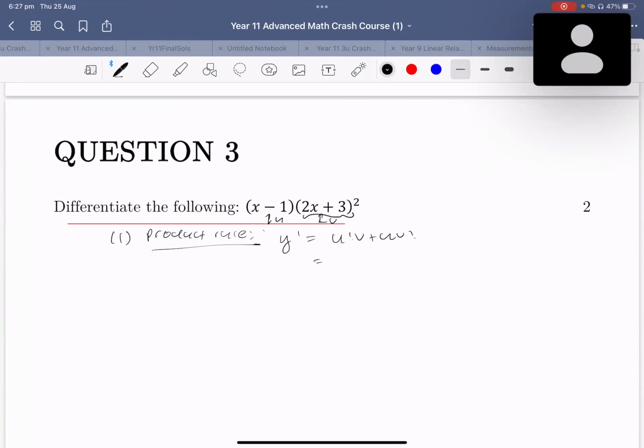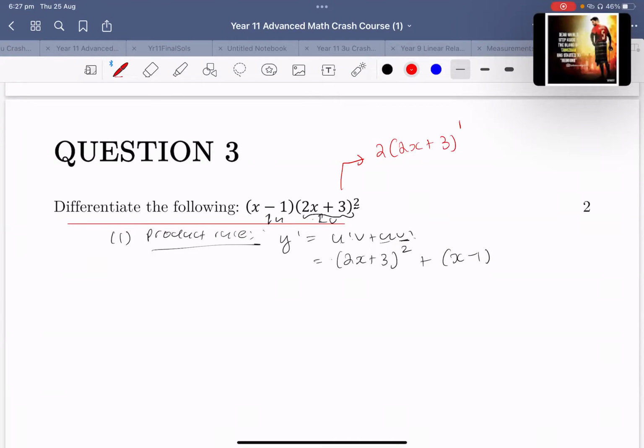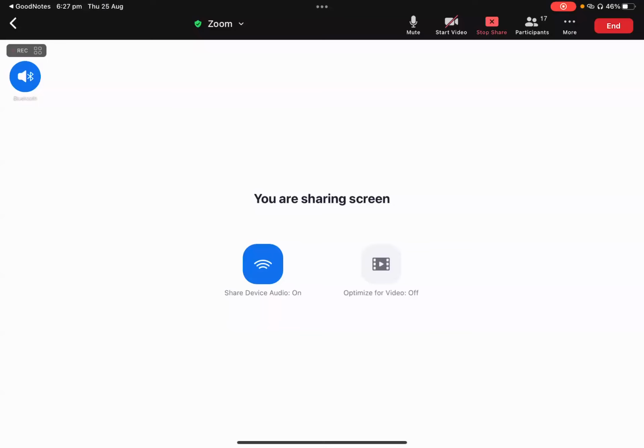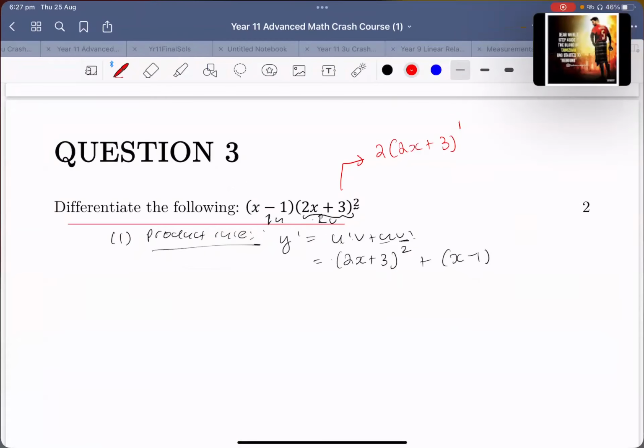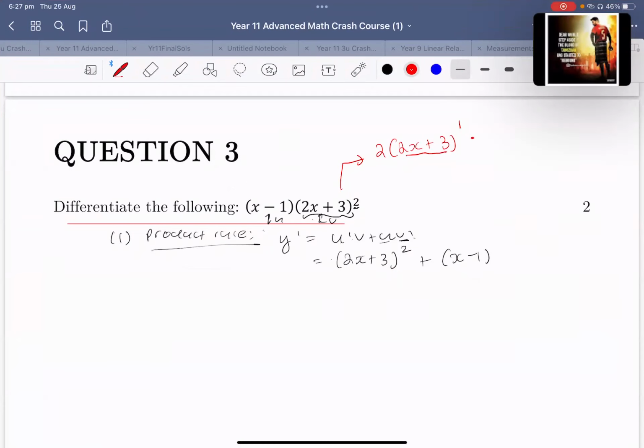So derivative of u, that's just going to be 1 times v as it is. It's going to be 1 times (2x+3) squared. U as it is, that's just going to be x minus 1. Then the derivative of v, now we have to apply the chain rule here. Remember, using the chain rule, the 2 comes down, the bracket stays as it is, the power minus 1, and then you multiply by the derivative of the inside bracket, which is just 2. That leaves us with 4. That leaves us with v dash equal to 4 times (2x+3).